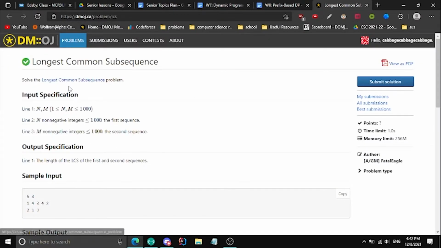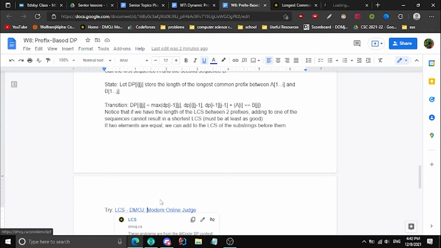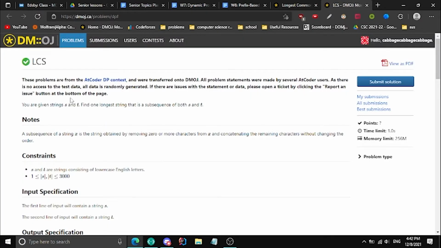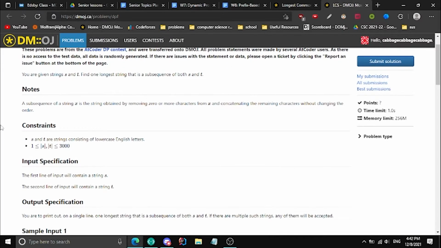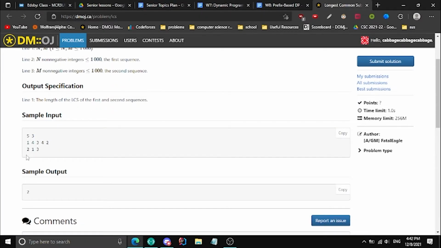So it gives us 2 sequences, the first one of length n, the second one of length m. Okay, this one doesn't give the problem statement, which is annoying. Let's do the other one. Okay, oh wait, no, this one's strings. Never mind. Okay, so the longest common subsequence problem just says, given 2 sequences, you want to find the subsequence that is common to both, that is the longest.